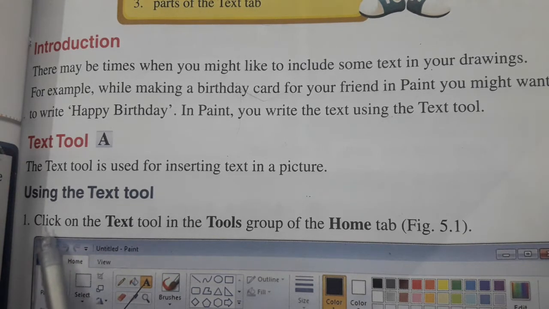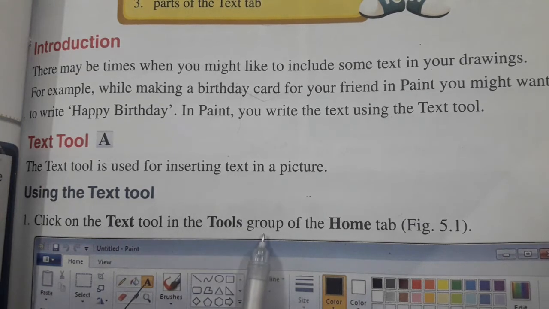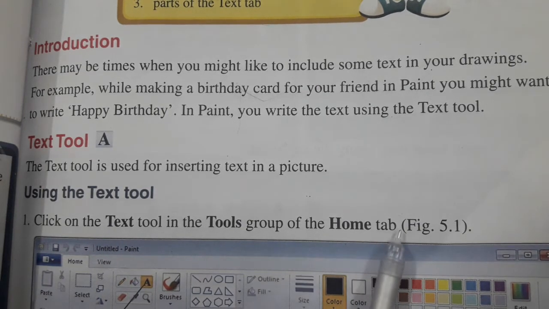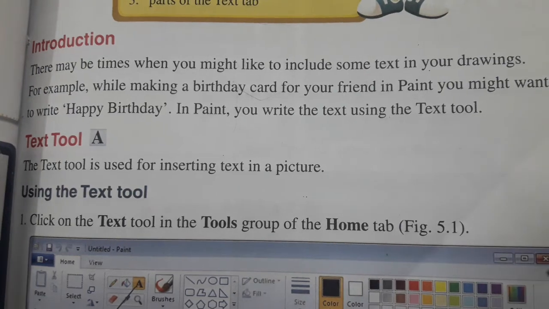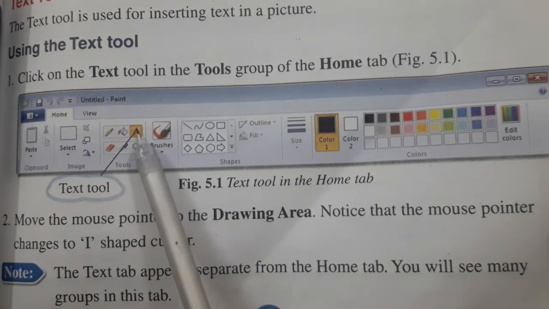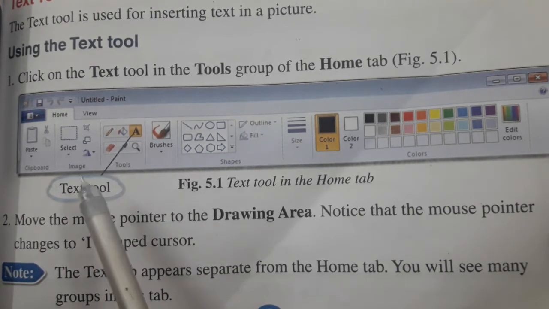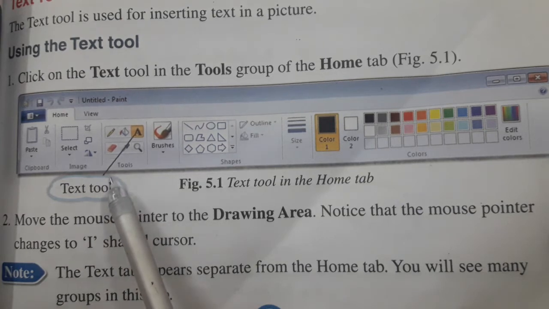Number 1, click on the text tool in the tools group of the home tab. As you can see in this figure, students, look at this A letter. This is the text tool. So first of all, you click on the text tool.